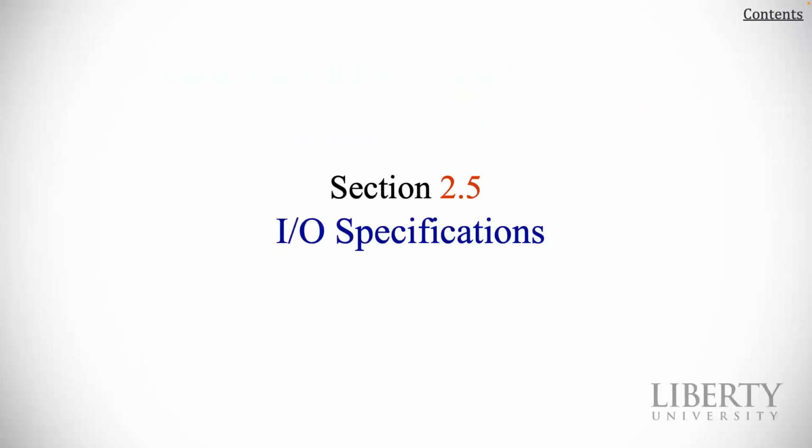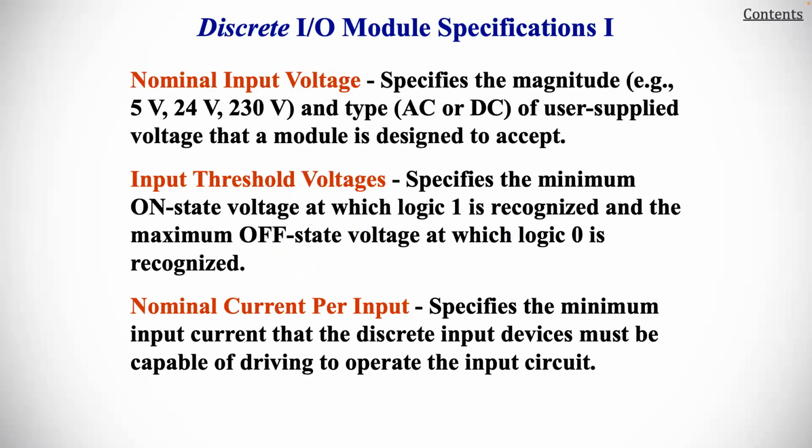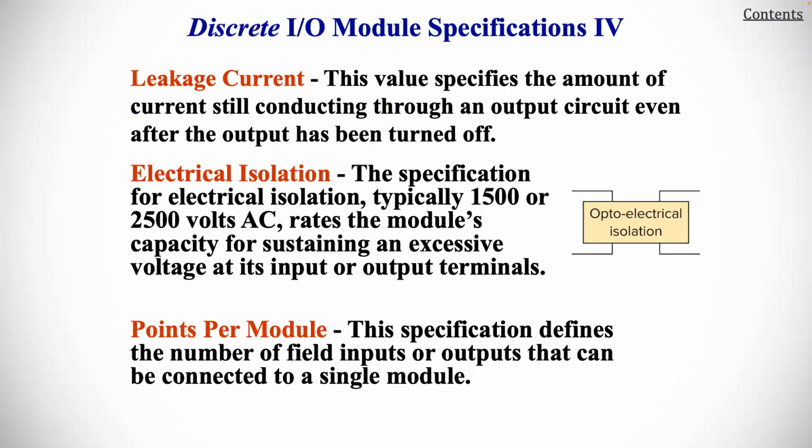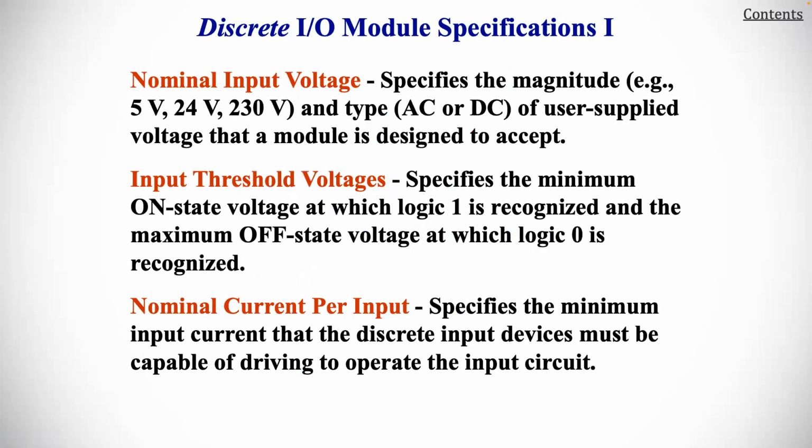Okay, let's talk about specifications. Discrete I/O module specifications. There are several pages that we're going to talk about here. We have the nominal input voltage, the input threshold voltage, and the nominal current per input. I'm not going to read these, but if you want, you can pause the video and read these definitions of what they stand for. So these are the first three.